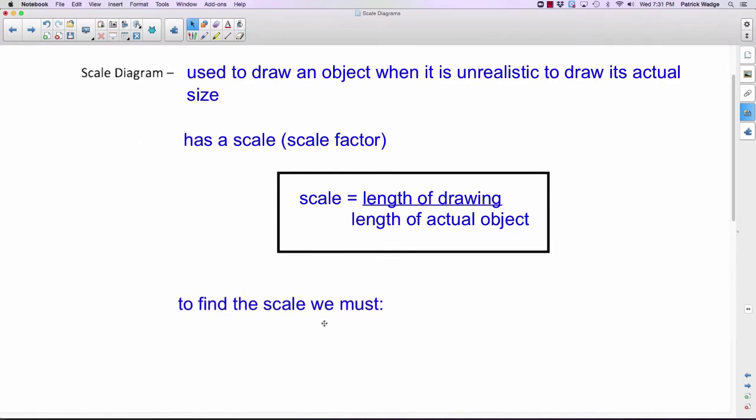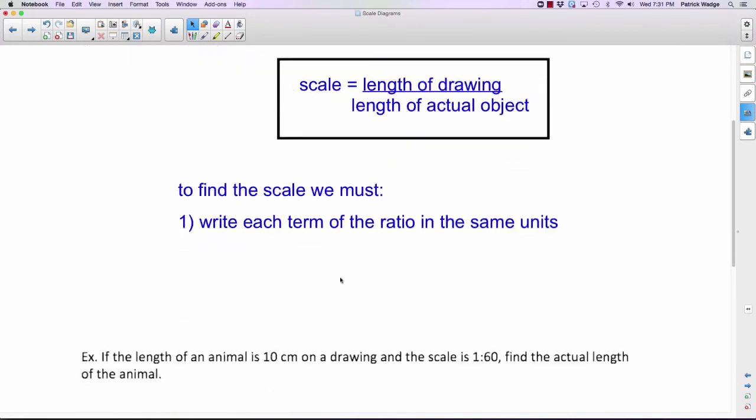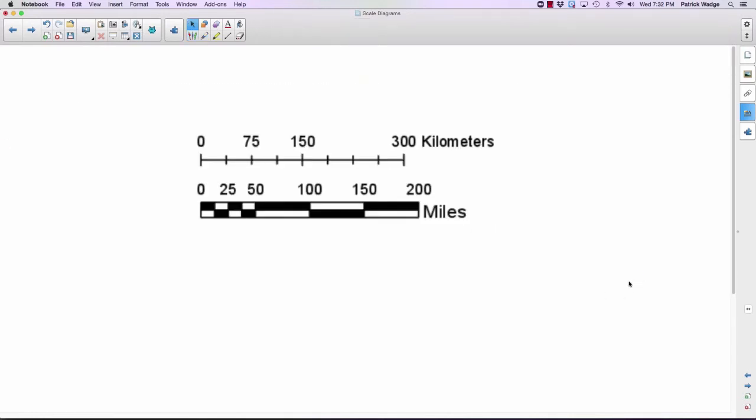All right, a couple other things to say about scale diagrams. To find scale, if we want to find out what the scale or the scale factor is, we need to do two things. We need to write each term of the ratio in the same units, and we need to put it in lowest terms. Now, this isn't always true, actually, to tell you the truth. Think about on a map, like in the bottom corner of a map, sometimes you'll see something that looks like this. This is the scale.